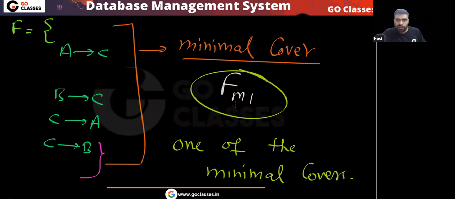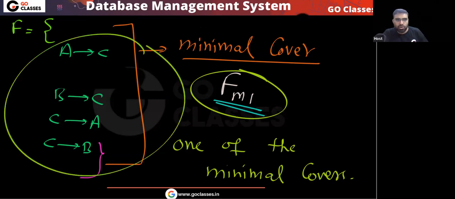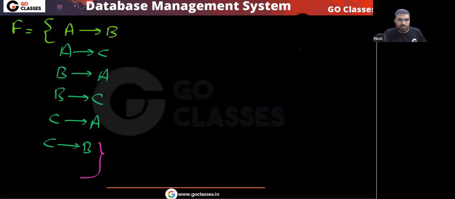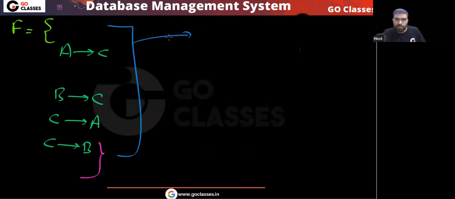First of all, you tell me, do you agree with me that this is a minimal cover? This is a minimal cover because you cannot remove any attribute, you cannot remove any FD. Is this clear? Why is this a minimal cover? If anyone asks you, this is what we got. This is your minimal cover F1.